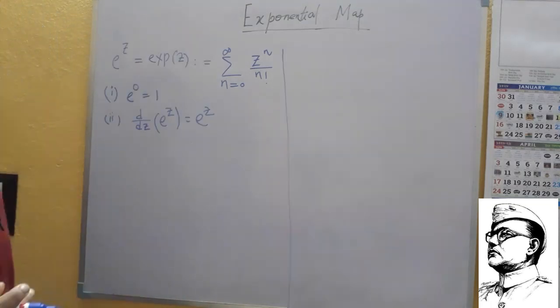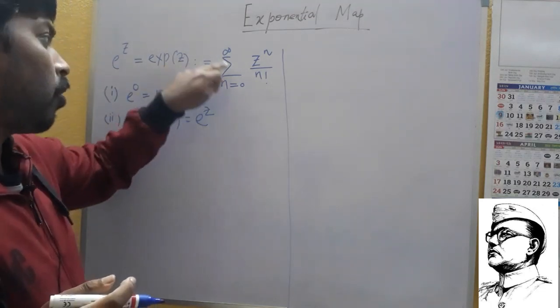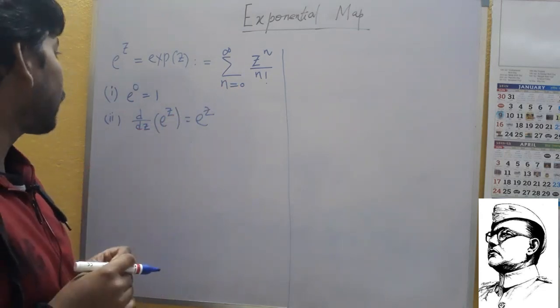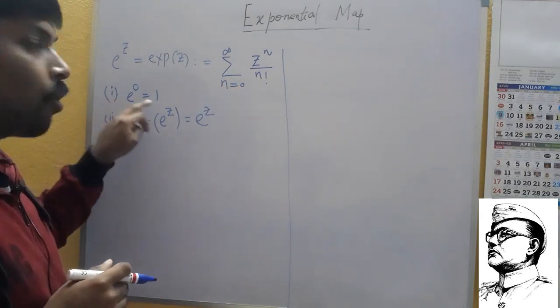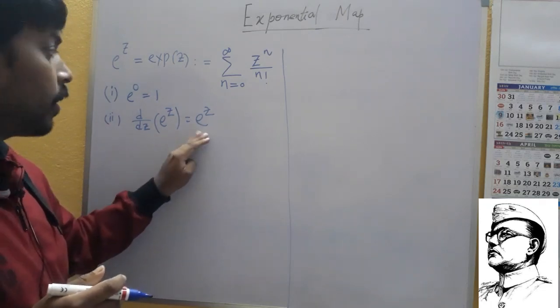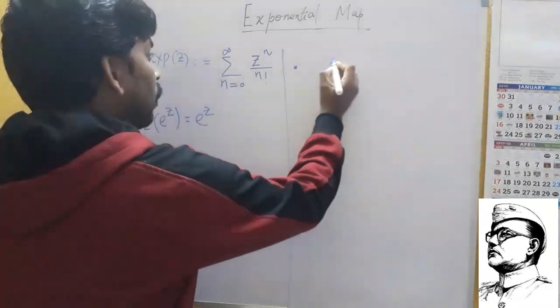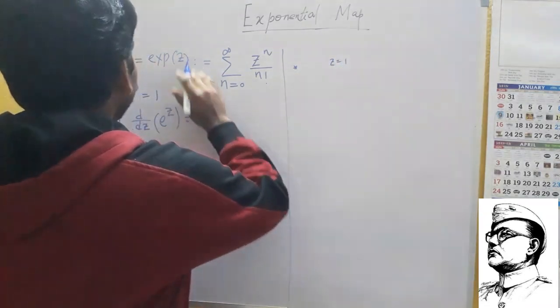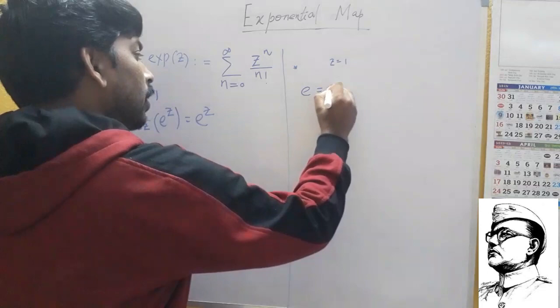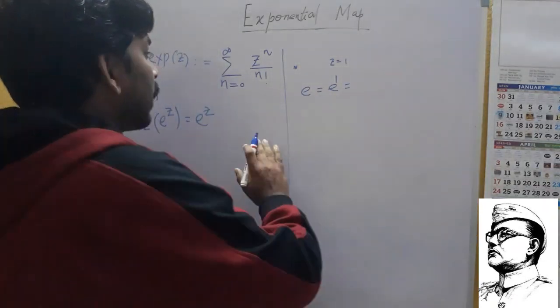So we defined the exponential function using the power series, and then we derived two properties: exponential of 0 equal to 1, and the derivative of the exponential function is itself, right? Now if we put z equal to 1, what do we get? We get e, the transcendental number e.